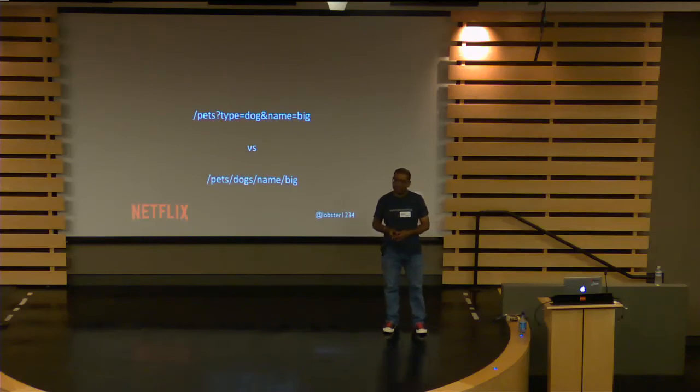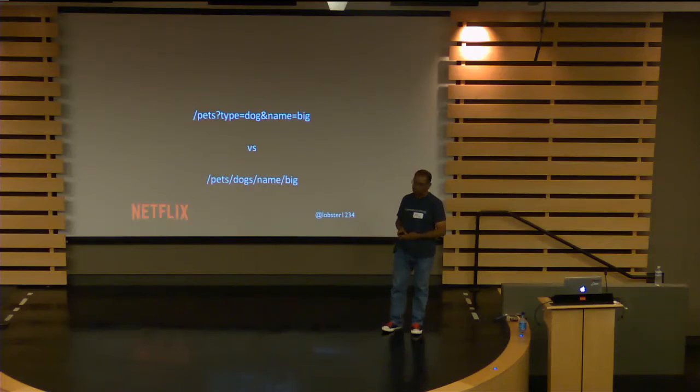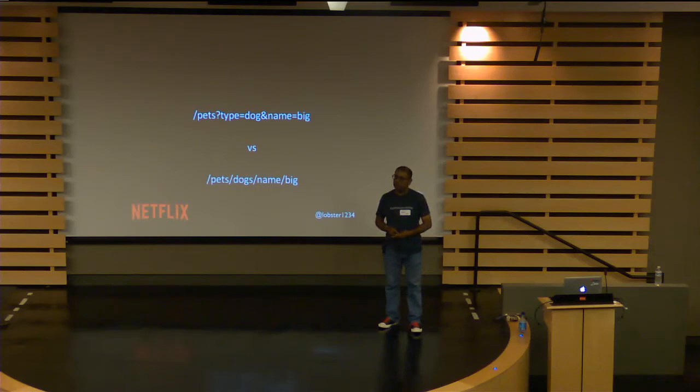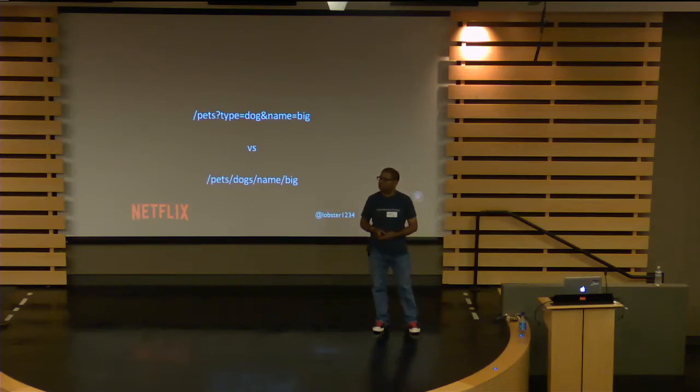So if I say type equals foo and name equals big, what should I get? Should I get a 400 or should I get a 404? Because obviously I'm not going to find a pet with type foo. Versus in the second case, where I get a 404. Second case, I won't even have that valid path in my server.